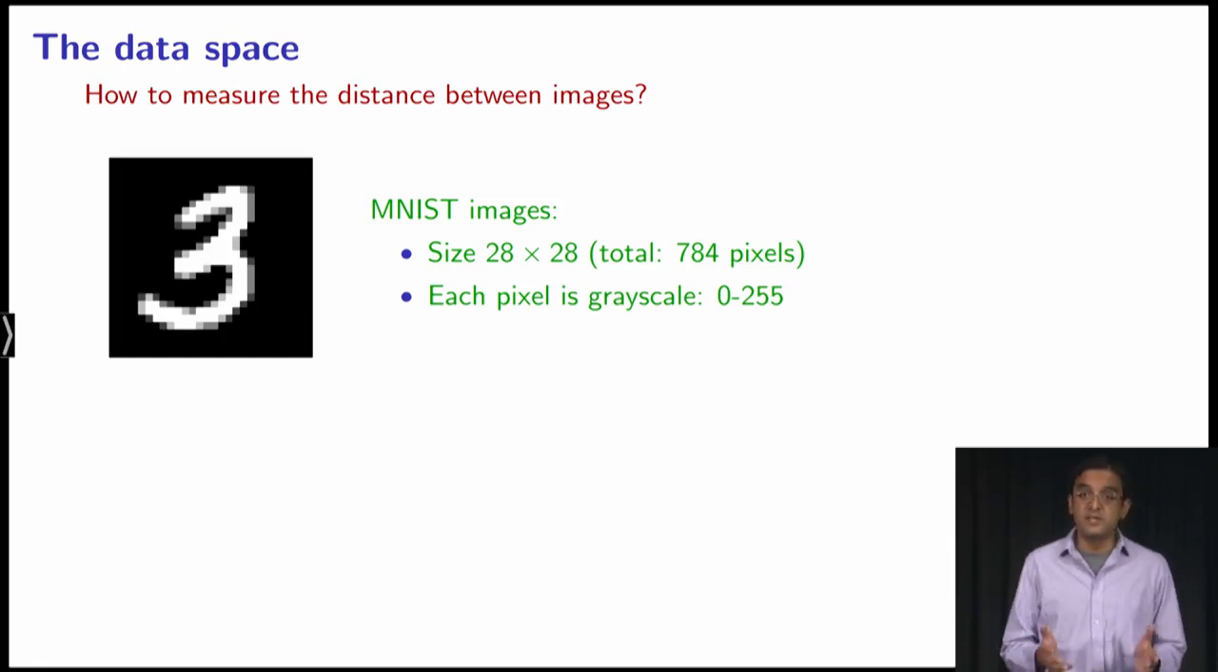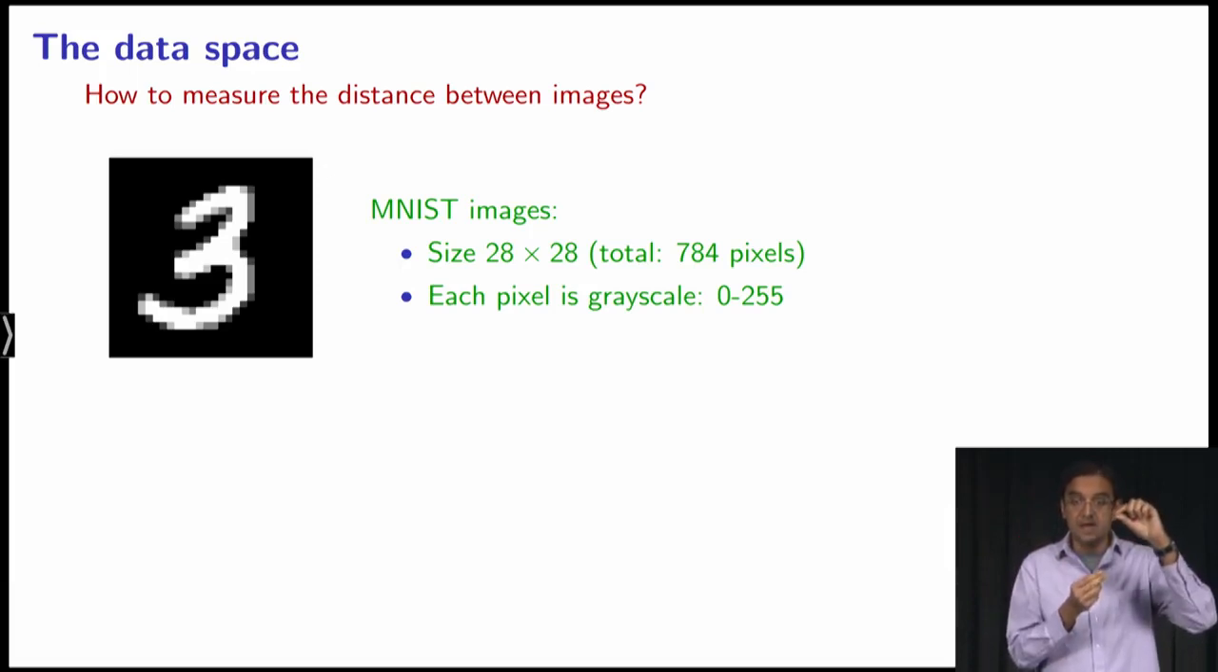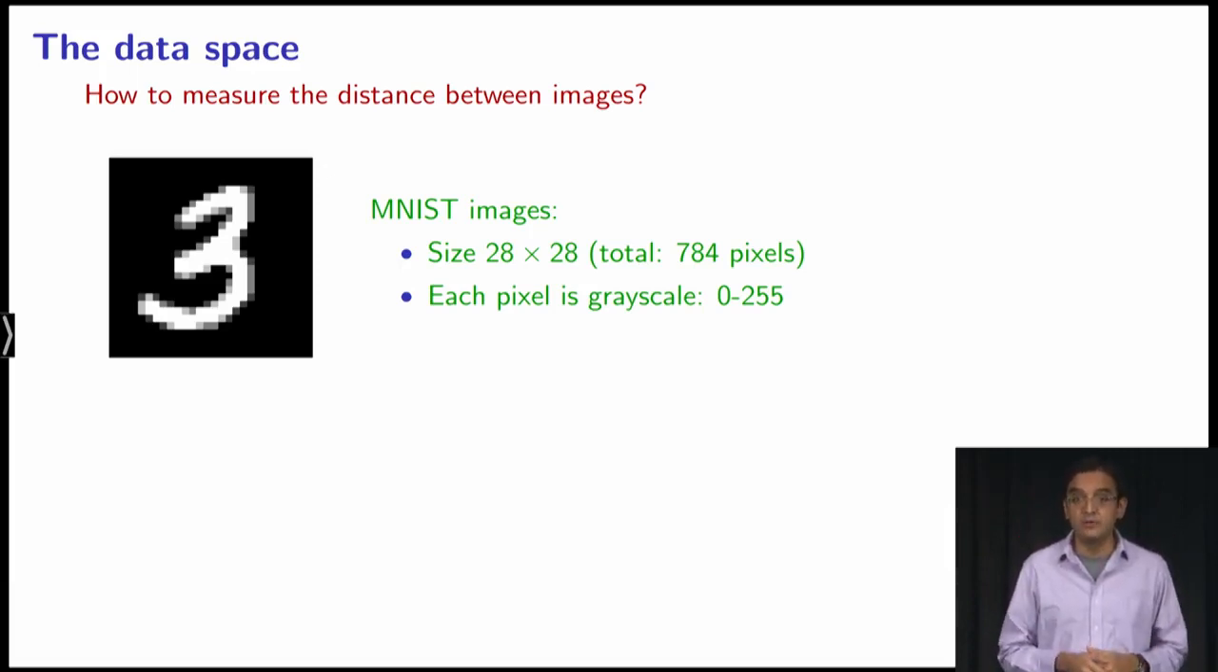So we will represent each image by a vector. Okay, now an MNIST image is 28 by 28. So it's 28 pixels wide and 28 pixels high. So it's a total of 784 pixels. Each pixel by itself is grayscale. It has a value between 0 and 255, where 0 means completely black and 255 means completely white.